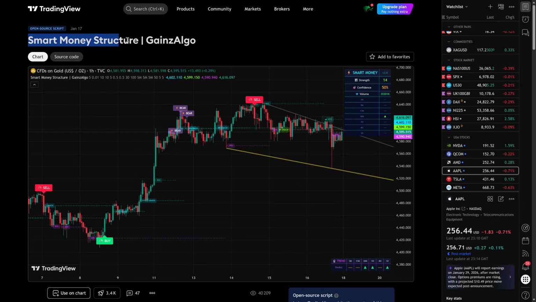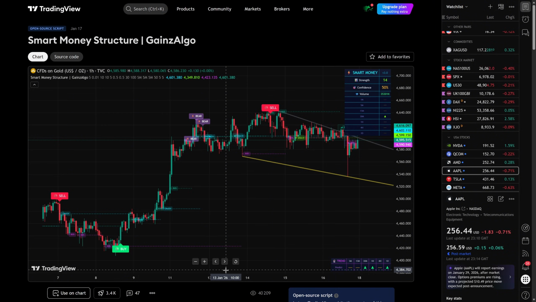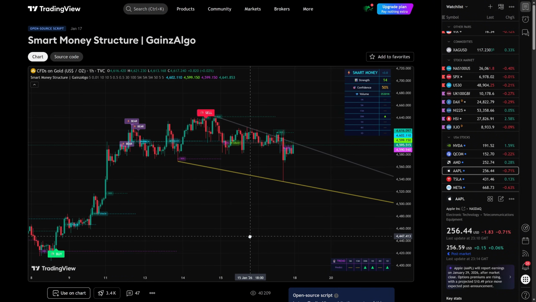The Smart Money Structure Indicator by GainzAlgo is built differently. Instead of guessing, it uses a 6-layer institutional filter to decide when a trade is actually worth taking.